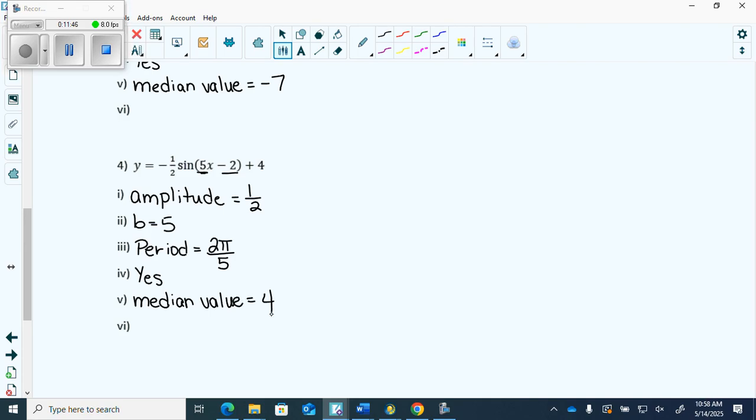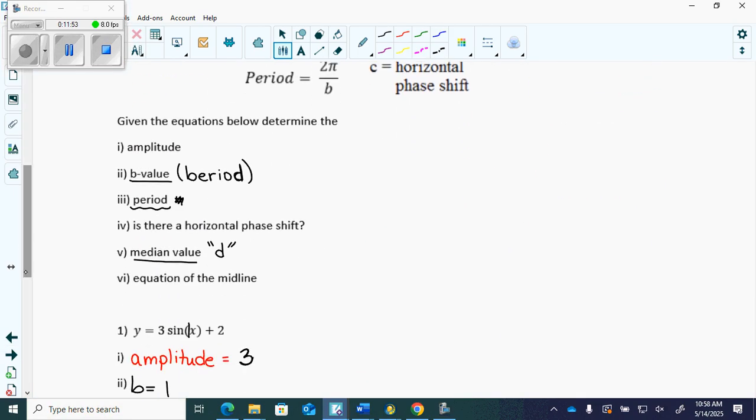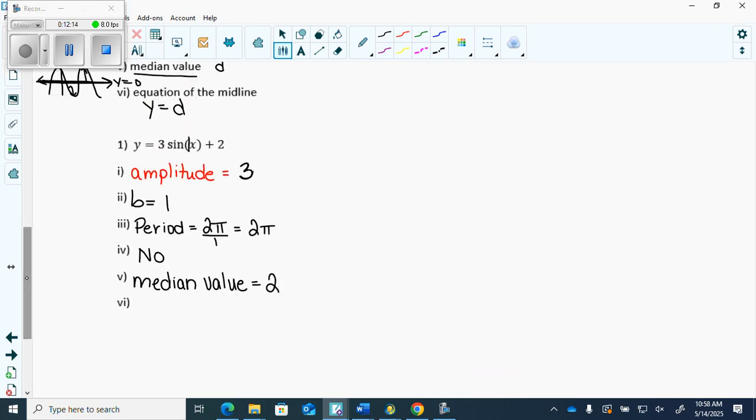Okay, then we go back for our midline. Our midline is the line that cuts the graph in half. It's an equation, so it has to be y equals, and it's just y equals D, whatever D is. So if my graph was like this, my midline would be here at y equals 0, because it's the same amount up as it is down. That's my midline. It's a horizontal line. So if I know my D value already, if I know my median value already, then I have my midline really easily. What do I just have to change?